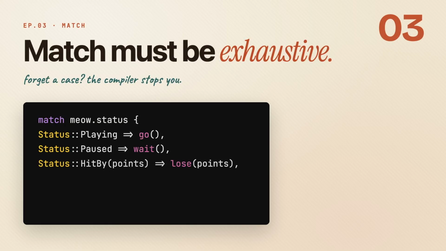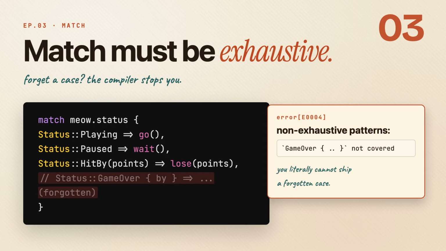Let's say you handle 3 statuses and forget GameOver. In a lot of languages, that compiles fine and crashes the first time it happens. But Rust will not build it. The error reads non-exhaustive pattern, GameOver not covered. The compiler even names the variant you missed. Add a new variant to Status later, and every match that touches the Status breaks until you handle it.